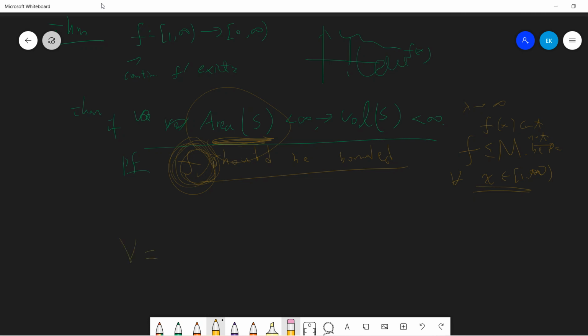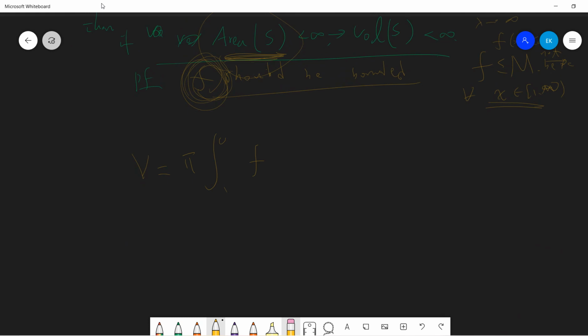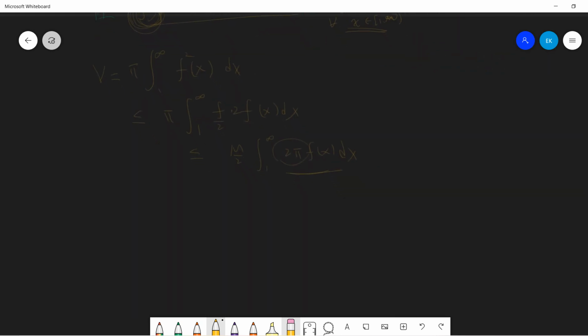So now we can compute the volume. The volume is basically pi times the integral from 1 to infinity of f of x squared dx. And this is less than, let's take one factor of f, which is less than M, so I divide by 2. So this is less than M divided by 2 times the integral from 1 to infinity of 2 pi f of x dx. I just changed it to 2 pi because I want to prove that it's bounded by the area.